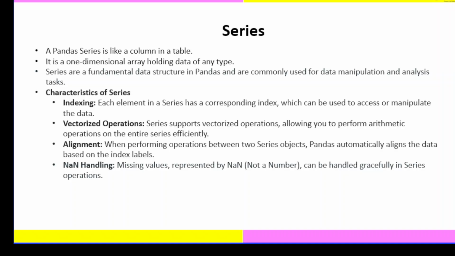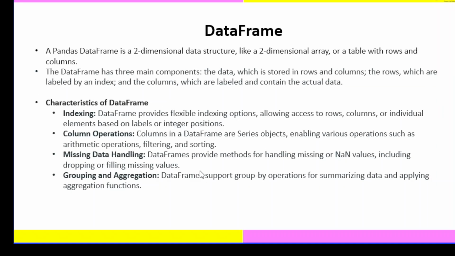Next, we'll be discussing data frame. In a series we have only a separate register number column, or another one has only a name column. Now a data frame is when you represent data as register number and name, that means you have a table of rows and columns. As per the definition, a pandas data frame is a two-dimensional data structure, like a two-dimensional array or a table with rows and columns.